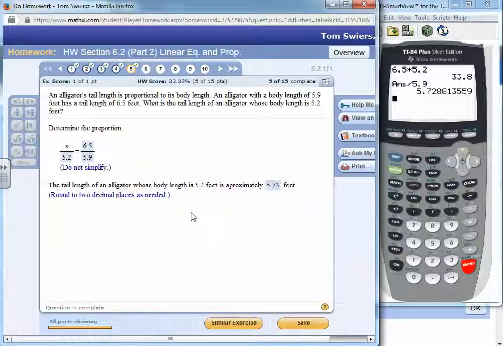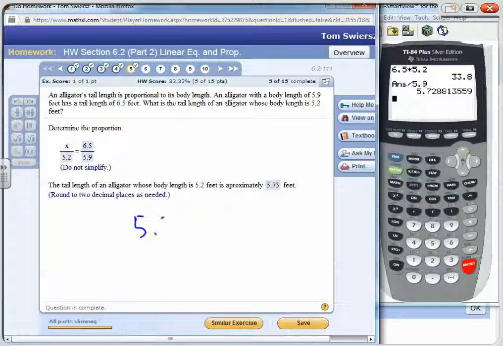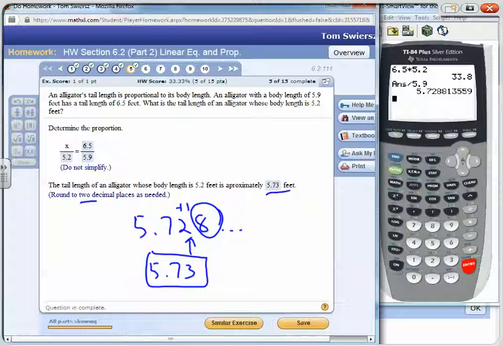Okay, again, we round off here. You've got 5.728 and so on. 2 decimal places. There's the second decimal. Following the second decimal is an 8, so we would add 1 to it and round up. So it would be 5.73 for our correct answer.